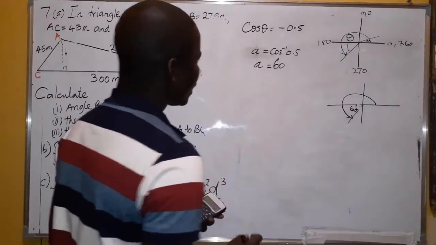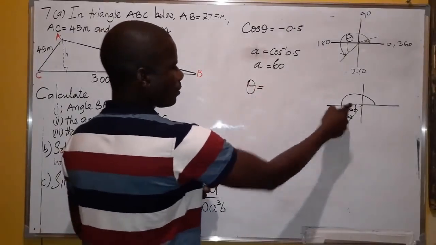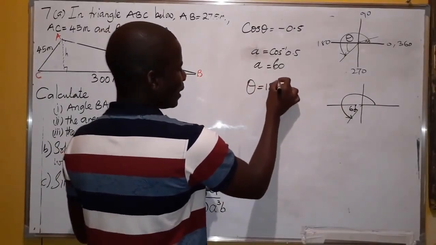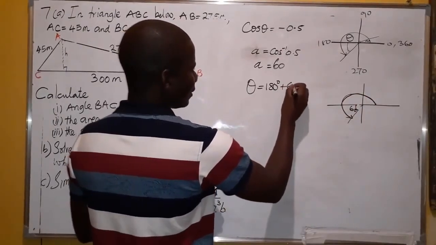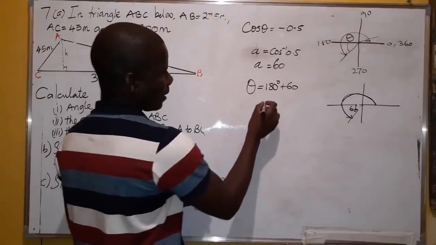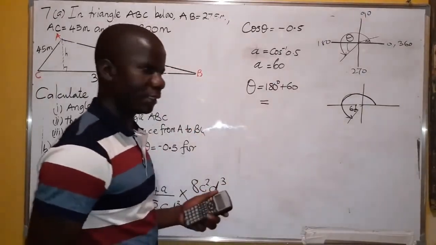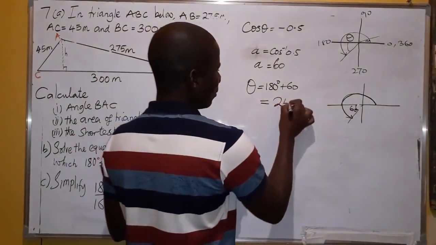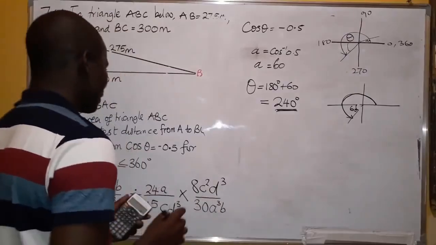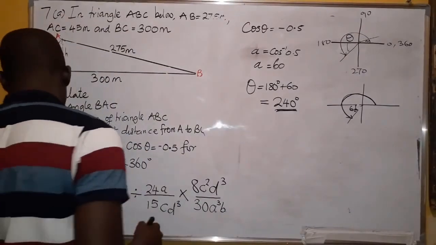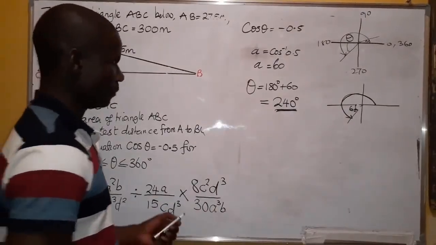Okay, so that goes to say that now theta is in the third quadrant. So in the third quadrant, we say 180 degrees, which is this one, an angle on a straight line, then plus 60. What do we get? You get 240. So this is what is going to be our answer to the second question. All right.